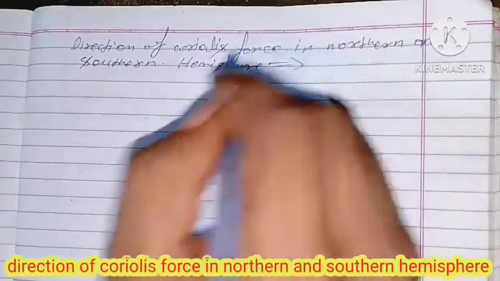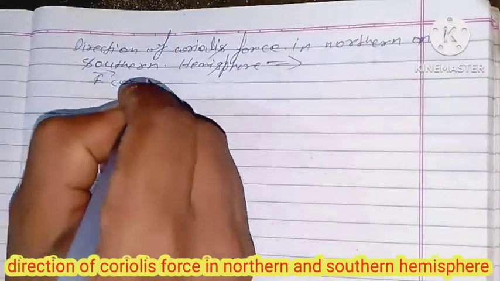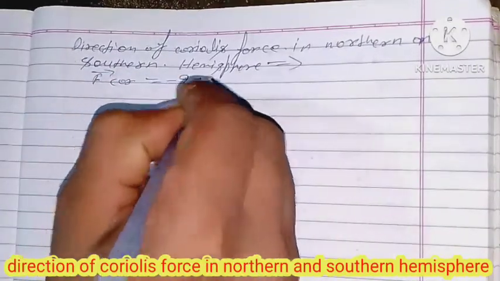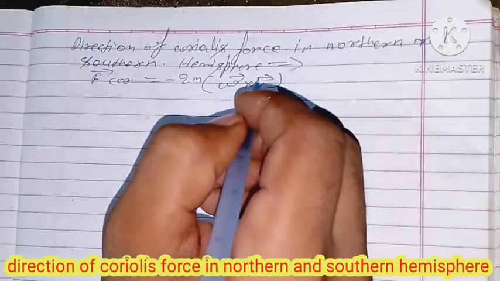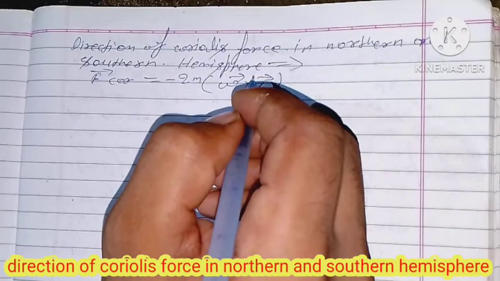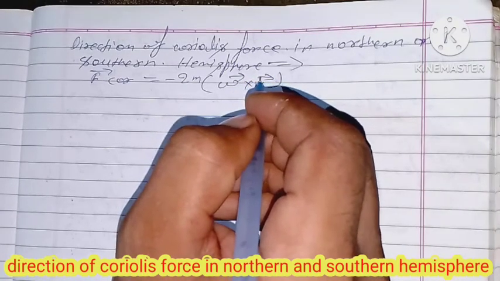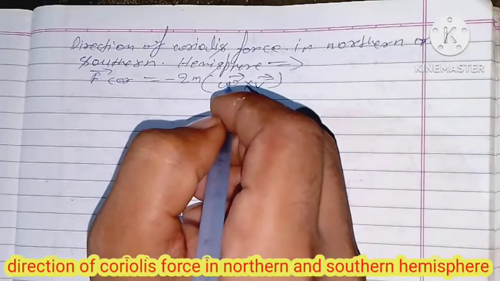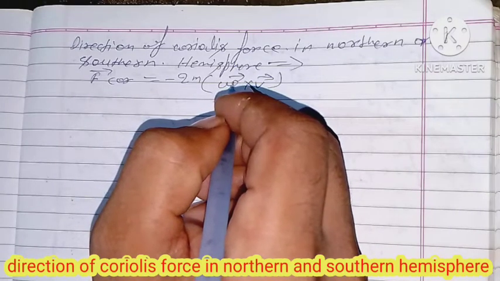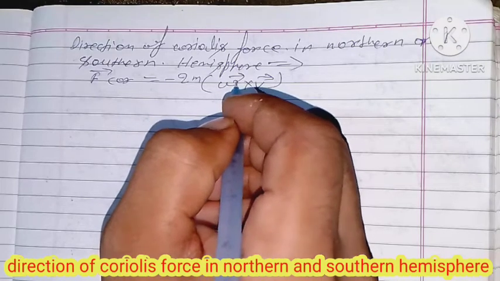The Coriolis force is given by F Coriolis vector equal to minus 2m omega vector cross vector v, that is, the negative of the cross product of omega, the angular velocity of rotation of the earth, and vector v, the linear velocity of the body. The direction of the omega vector, the angular velocity vector, is always along the axis of the earth from south to north.